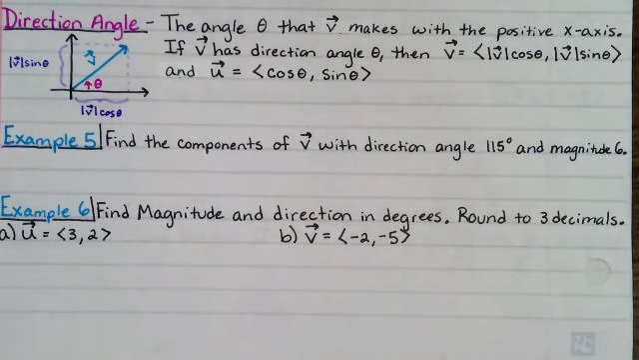The last one said find the components, and they gave you the magnitude and direction. This one says here's the components, find the magnitude and direction, and round to 3 decimals. In some cases, this can be very simple. In other cases, it's not as much.